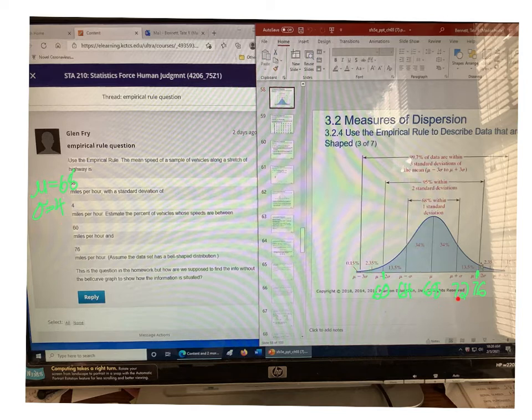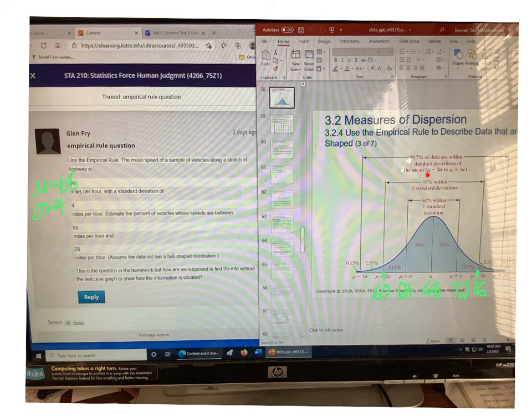If you add 4 to 68, you get 72. If you subtract 4 from 68, you get 64. So from 64 to 72, that would be one standard deviation, or 68% of the data. If you subtract another 4, you get 60, and if you add another 4, you get 76. So from 60 miles per hour to 76 miles per hour, you would have 95% of the data. And that's what this question says. From 60 to 76, you'd have 95% of the data.